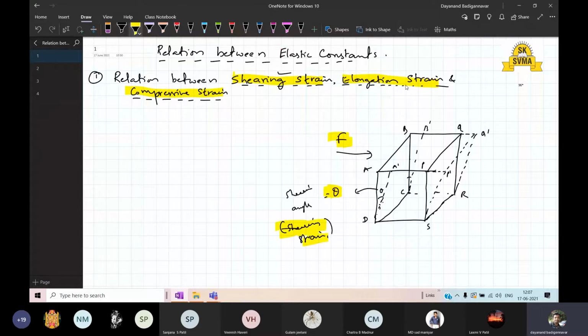The second one is the elongation strain. What is this elongation strain? Just know it. In elongation strain, for example, I have a wire like this.